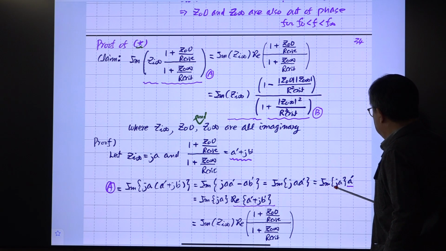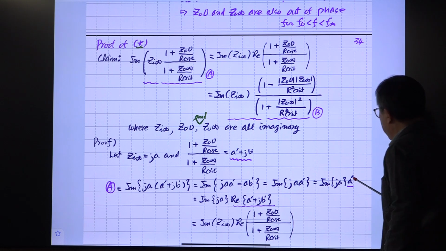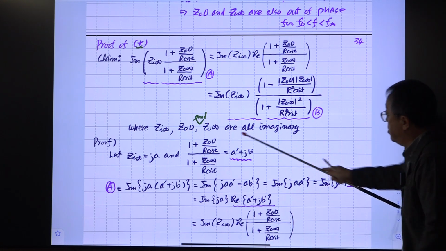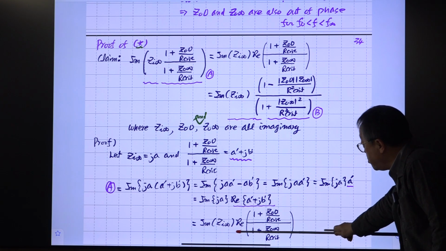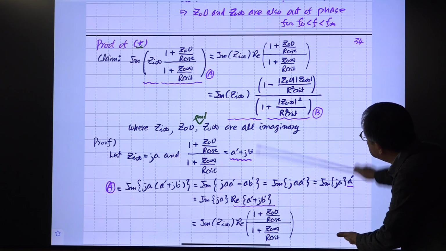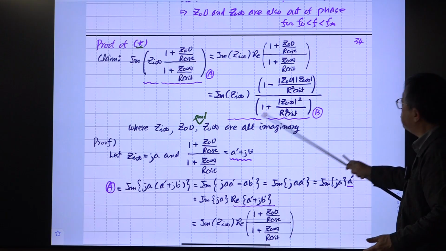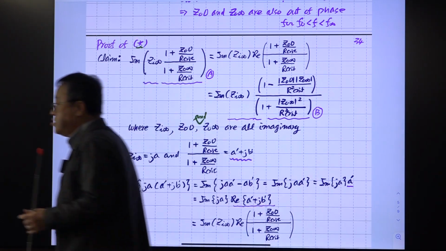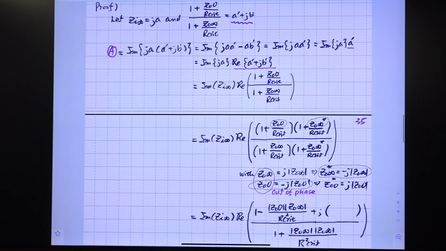Oh, I'm sorry. jA is the imaginary part of this, okay? A prime is the real part of this one. So this is the same equation. And finally, we prove this reduces to this equation. There is the final equation. So we rationalize that expression here. This is the step of rationalizing the expression.